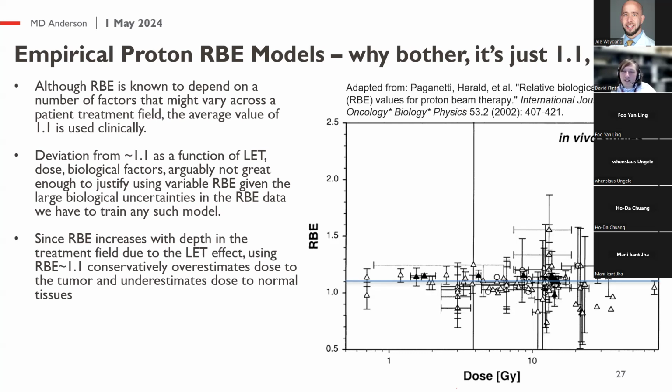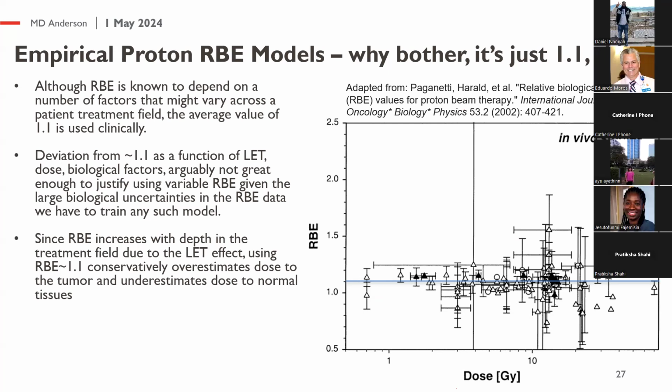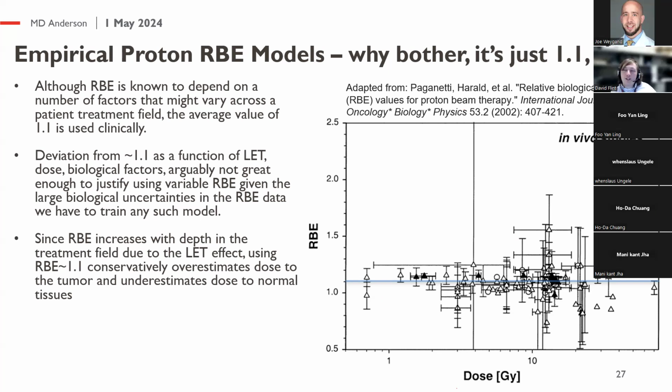And the second thing is that assuming RBE is 1.1 everywhere is kind of conservative for treatment planning. We know from the LET effect that RBEs are going to be lower in normal tissues upstream and higher in the tumor, which is in the Bragg peak region. So our proton plans should yield therapeutic ratios that are actually somewhat better than we planned, which we're happy about.